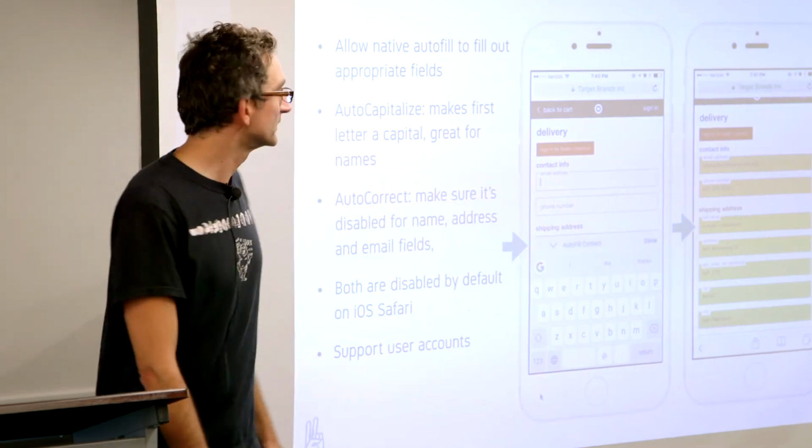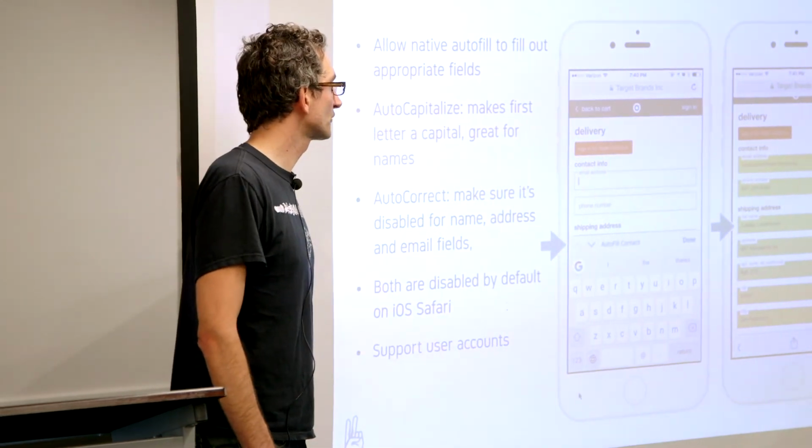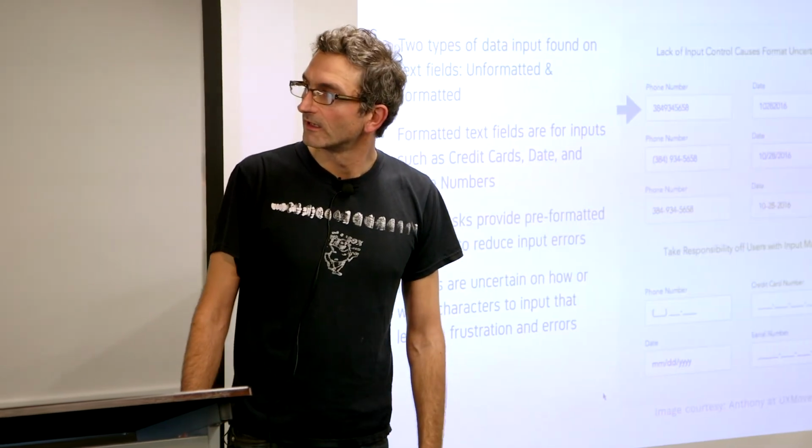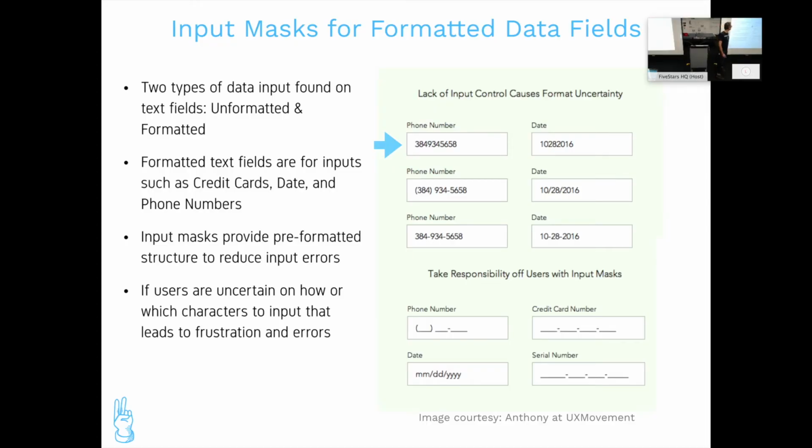So I don't have to feel annoyed every single time I go to a purchase funnel and I have to fill out my information again and again and again. This is something that recent attention has been put into. So within form fields, you have two types of data, unformatted and formatted. Formatted text fields tend to come into play for fields where you're inputting numeric data. So numeric data, these examples are anything from phone numbers to dates, credit card numbers.